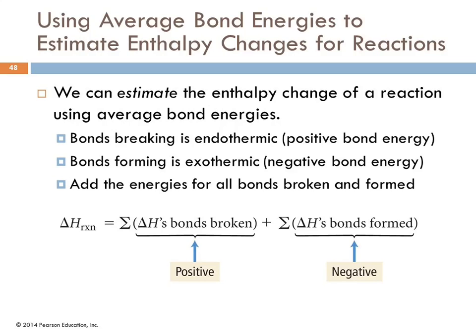So there's different ways to think about it. This is one way. The enthalpy change for the reaction equals the sum of the bonds broken, these are positive numbers, plus the sum of the bonds that are formed. That's negative. So you've got bonds breaking, positive, bonds being formed, negative. So they're going to partially cancel each other out.